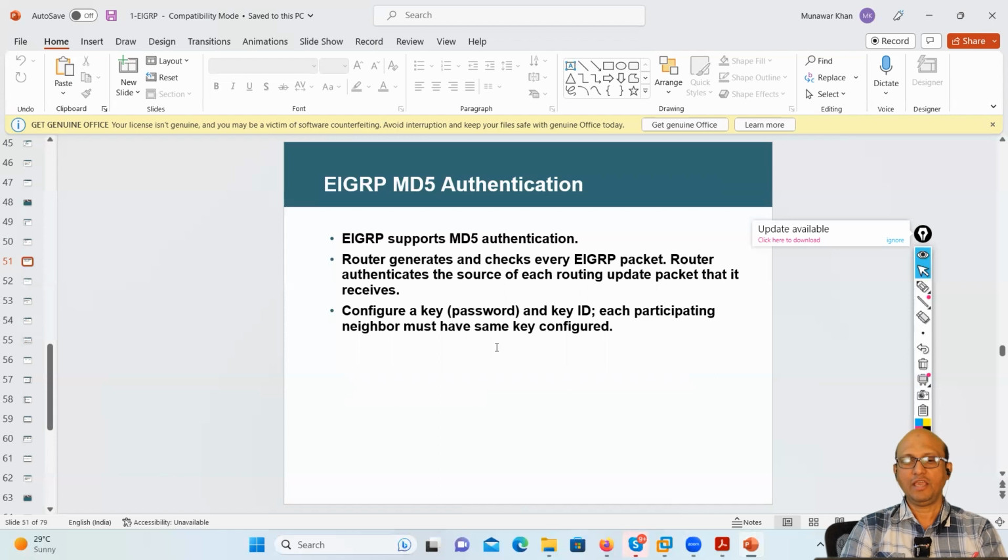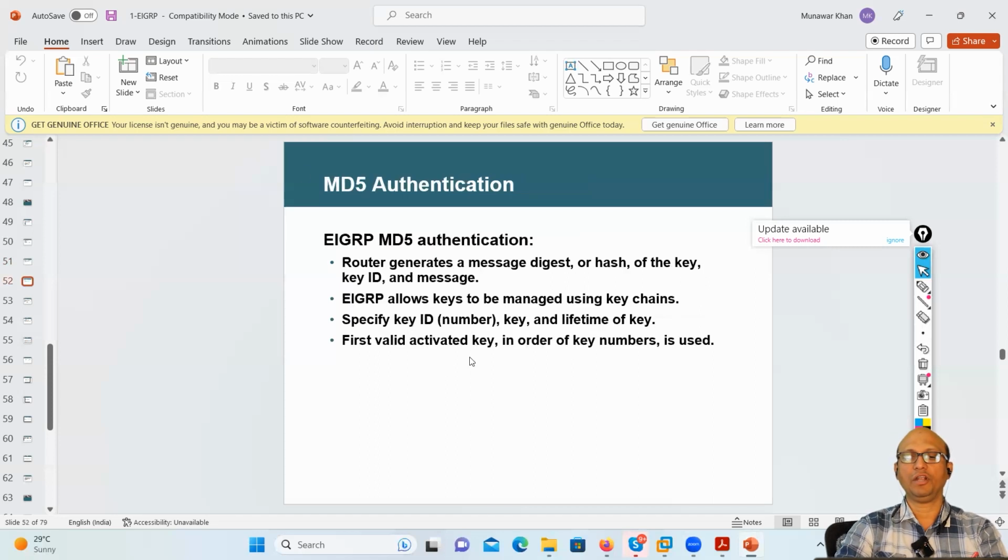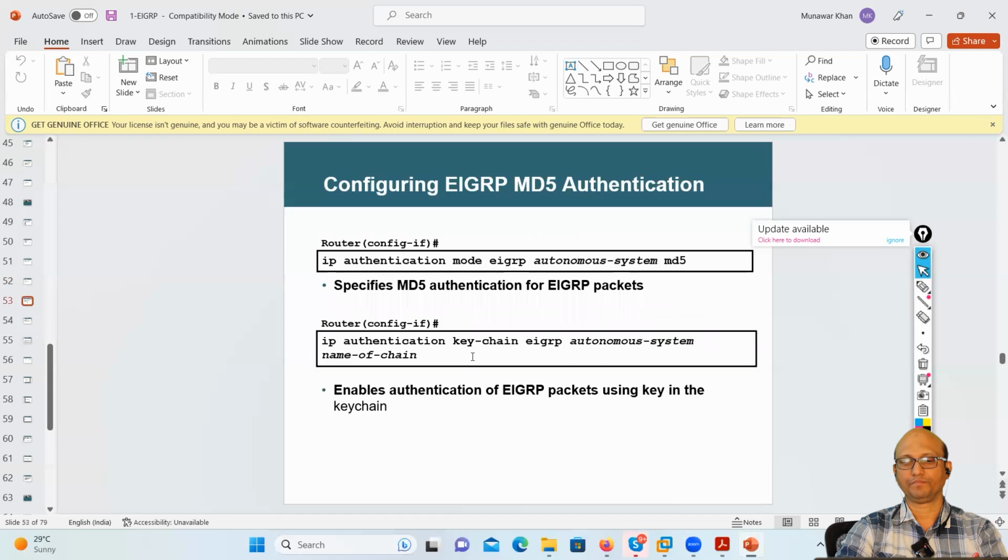Okay. So EIGRP supports MD5 authentication. The router generates and checks the EIGRP packet. The router authenticates the source of each routing update packet that is received. Configure a key or password and key ID. Each participating neighbor must have the same key. So if I'm configuring Cisco, if I'm configuring any key, the other fellow also should have the same key. Then only my authentication will be successful.